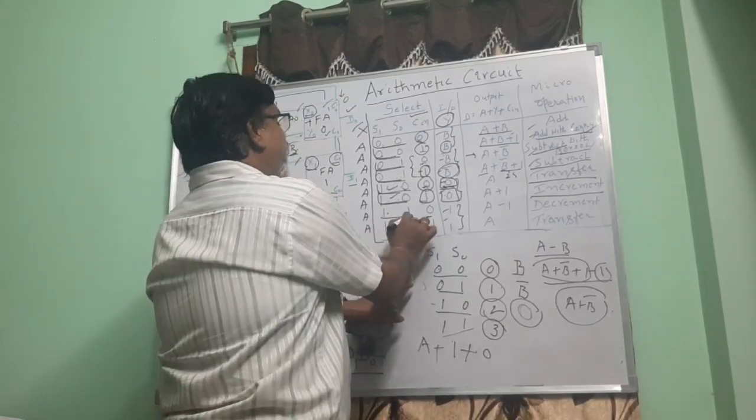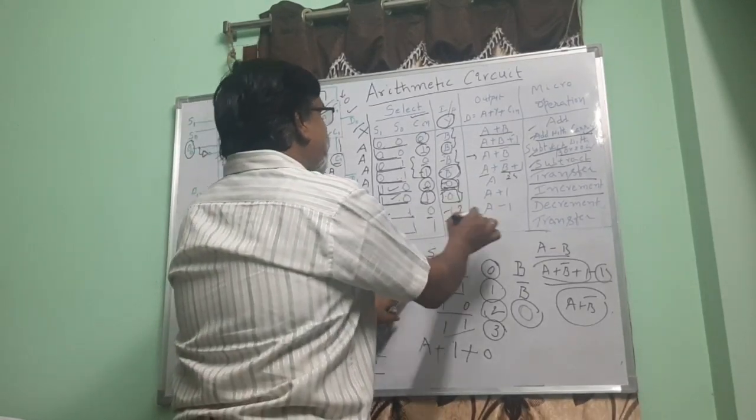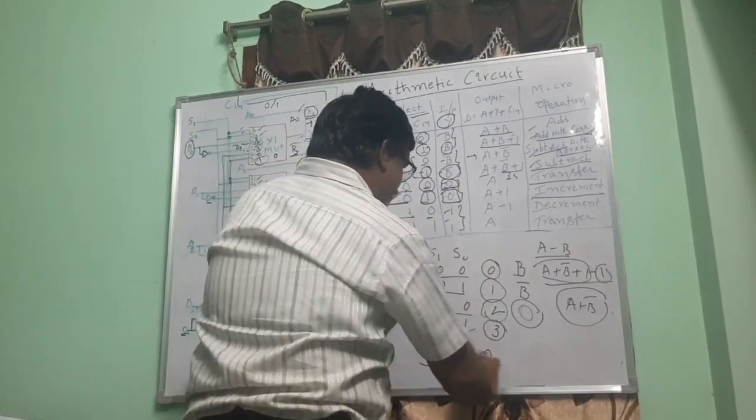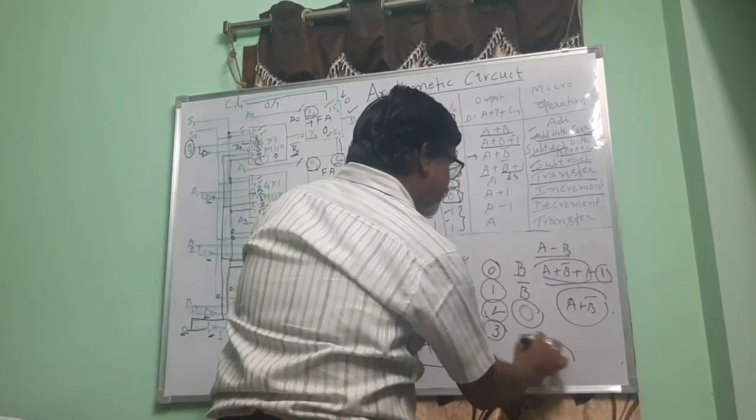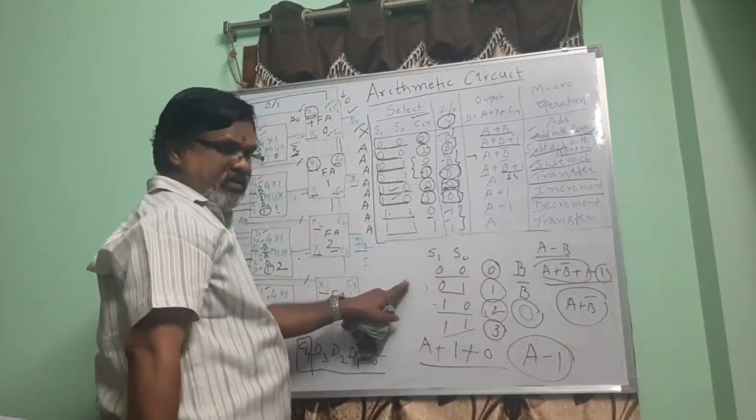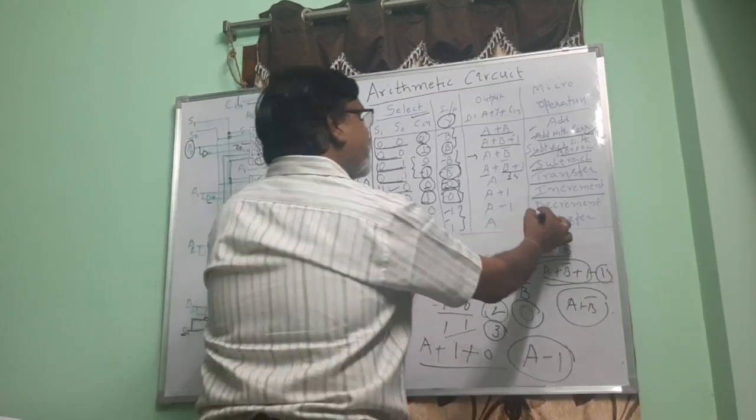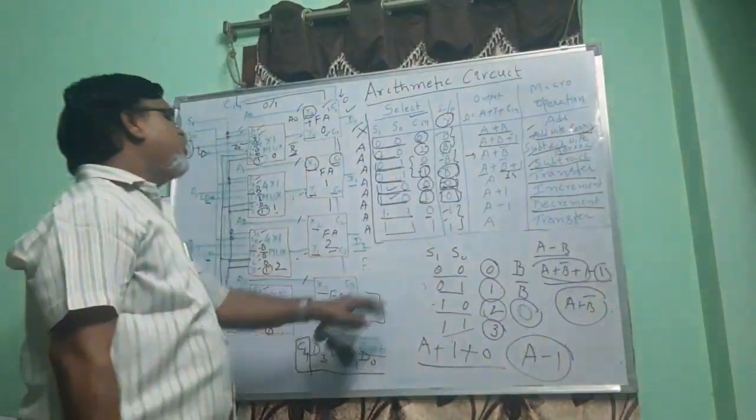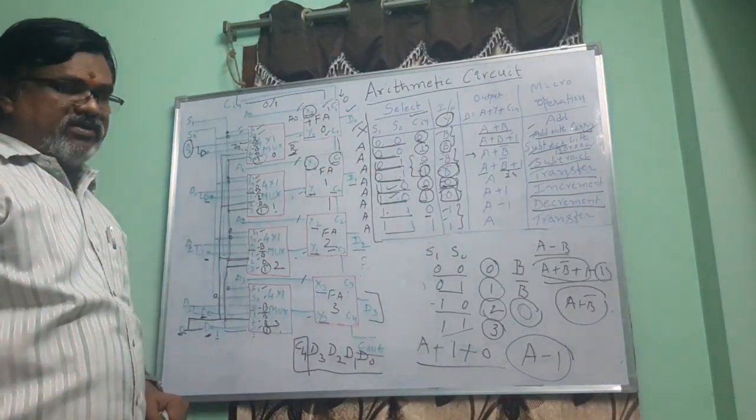Here 1, 1, 0, 1. So it is nothing but A minus 1, because the complement value will be executed here. So we are going to perform the decrement operation.